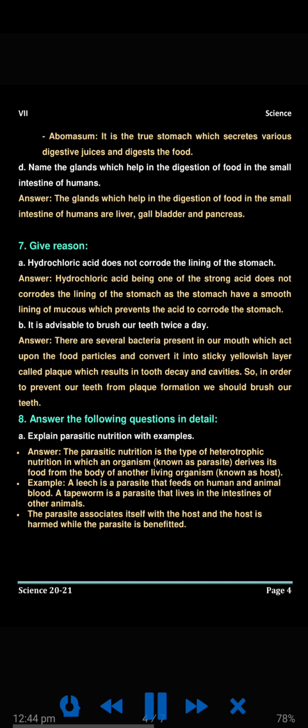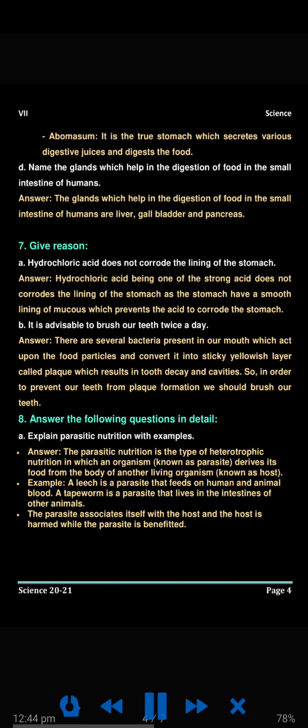B. It is advisable to brush our teeth twice a day. Answer: There are several bacteria present in our mouth which act upon the food particles and convert them into a sticky yellowish layer called plaque, which results in tooth decay and cavities. So, in order to prevent plaque formation, we should brush our teeth.